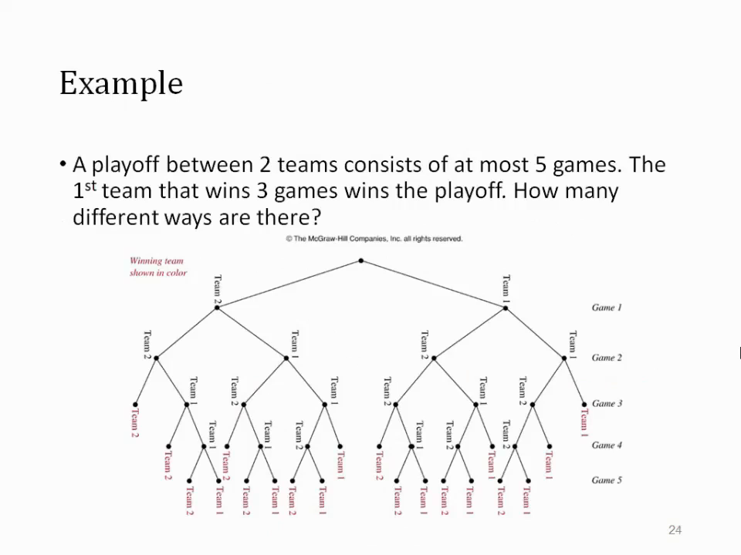Another example. A playoff between two teams consists of at most 5 games. The first team that wins 3 games wins the playoff. How many different ways are there? Let us start with team 1 and team 2. Team 1 can play with team 2, then we can go for team 2, team 1. These are the various possible game combinations, and they can be shown in a pictorial representation.